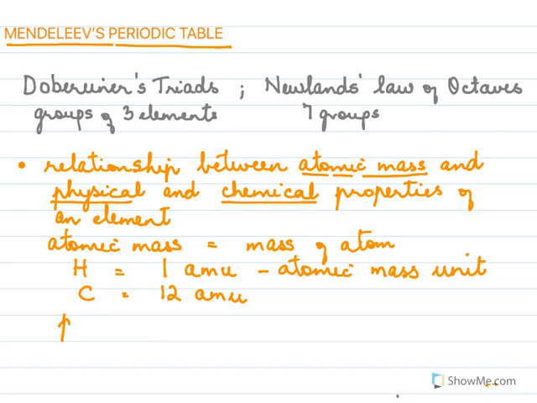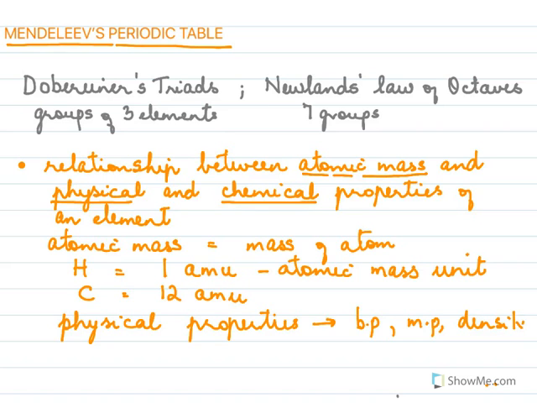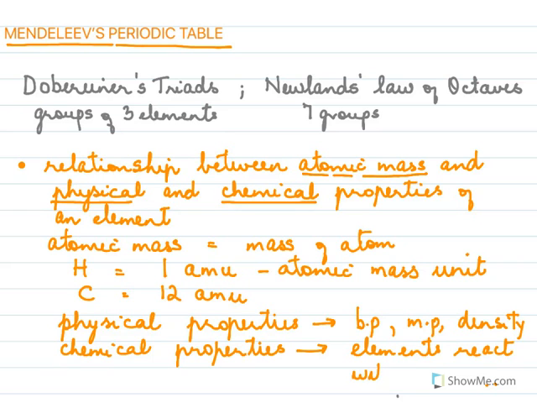And then we have the physical properties. The physical properties are like the boiling point, the melting point, the density, the color. These are physical properties. And chemical properties are how elements react with other elements. So this was the basis of Mendeleev's periodic table. He showed a relationship between atomic mass, the physical and chemical properties of an element.